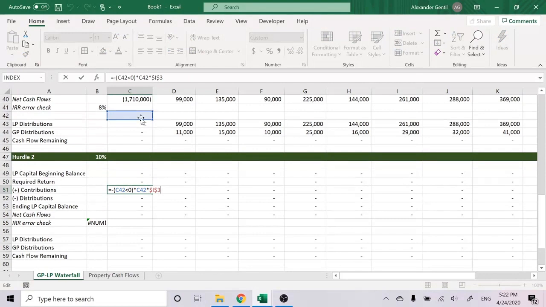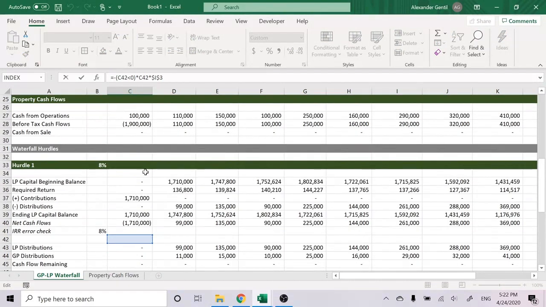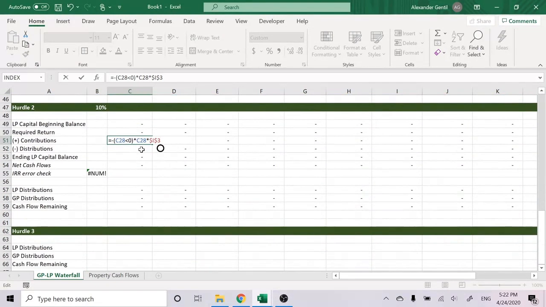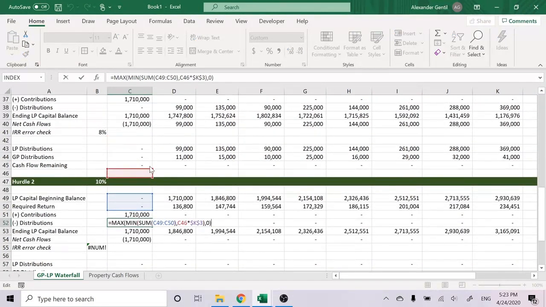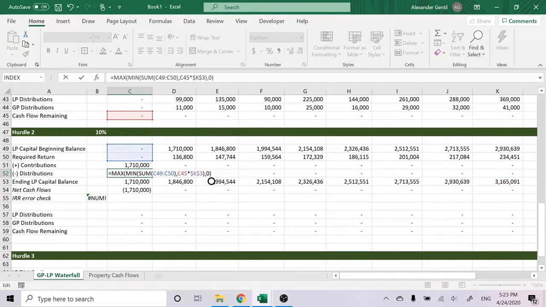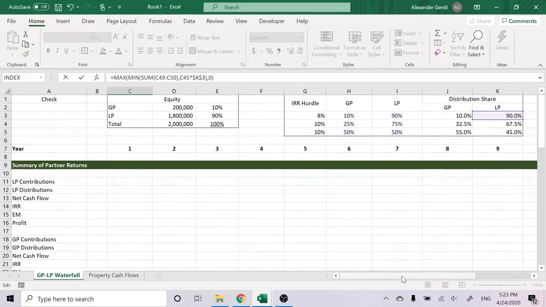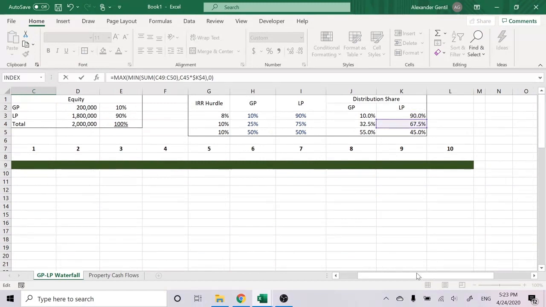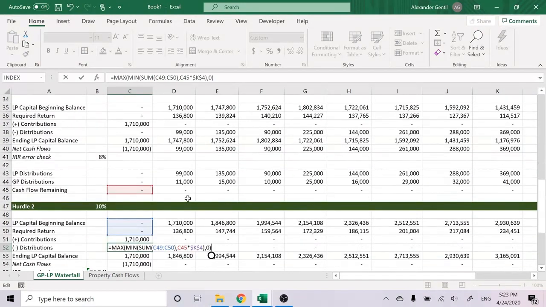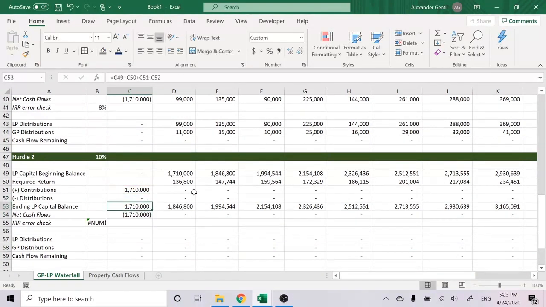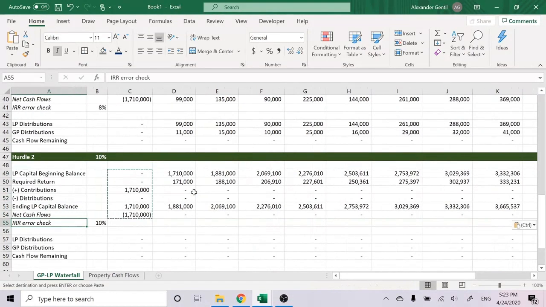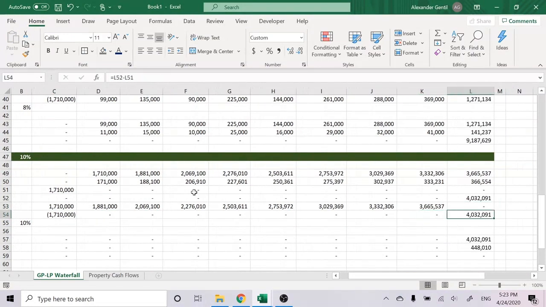Okay, and then remember the contributions don't change, so the same rule applies. And then for our distributions, we're just going to use the cash flow that remains after the first hurdle. Since it's the second hurdle for the partner, he only gets that amount, 67.5. So let's just copy this. Okay, so then we're meeting our 10% hurdle here.